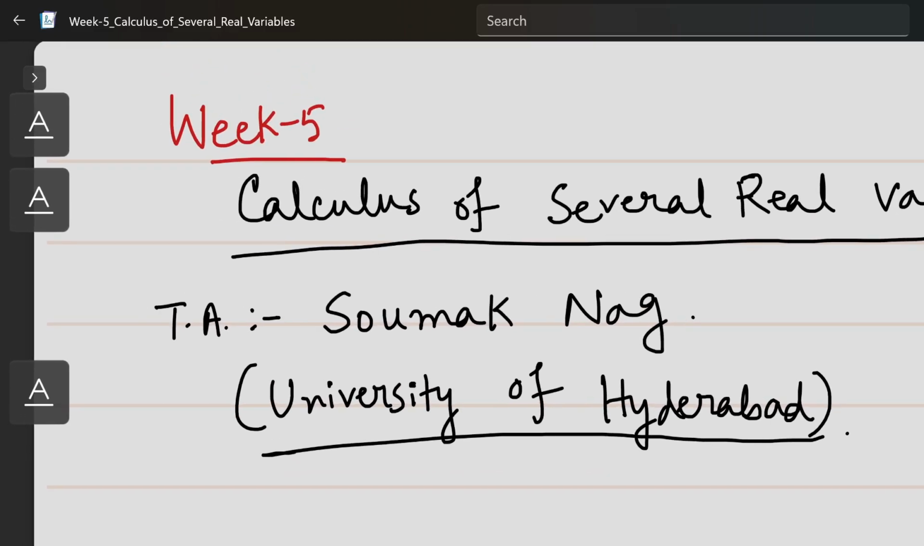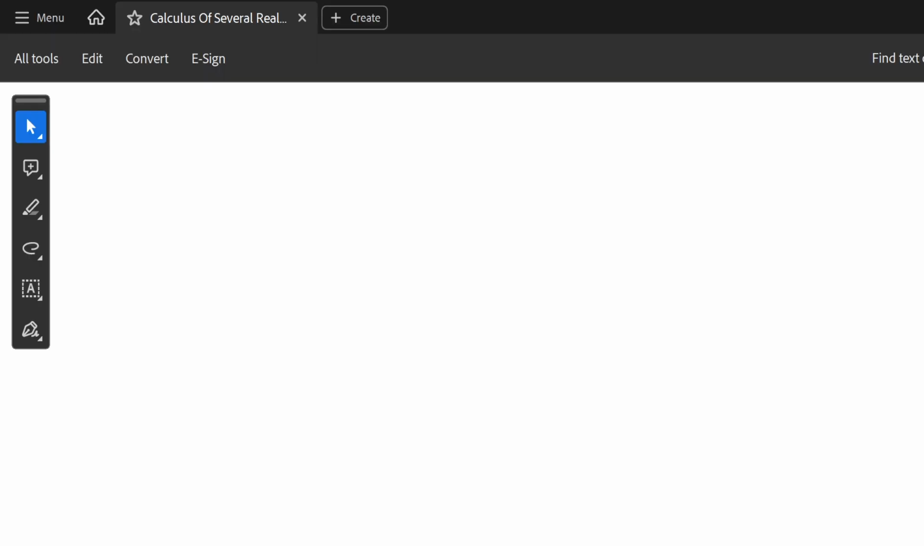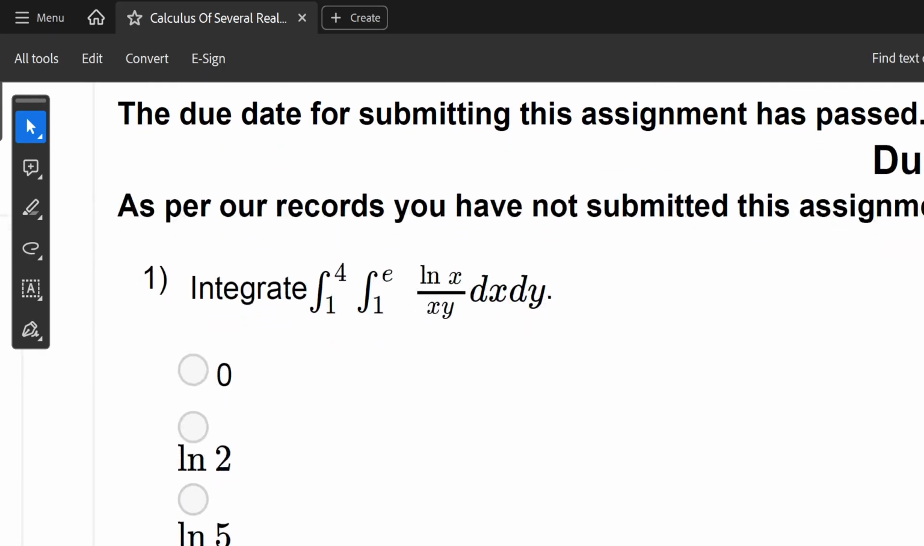So first question. Is it visible? You have to integrate a multiple integral. We have to find one multiple integral that is given by ln x by xy.